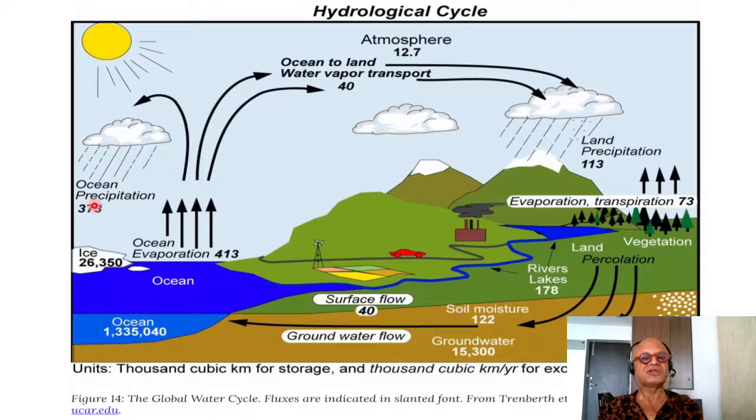Ocean precipitation is 373,000 cubic kilometers per year, so the rest is falling here, 113 or so. So ocean to land water transport is 40. The atmosphere is holding, if you integrate all the water vapor, 12.7 thousand cubic kilometers of water. Evaporation on land is 73, much smaller than ocean evaporation. That includes evapotranspiration as well. So percolation, permafrost storage, groundwater storage, soil moisture, surface flow, rivers and lakes. You can see the various numbers.